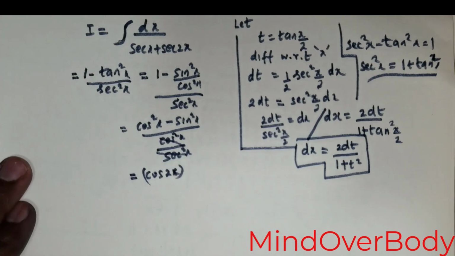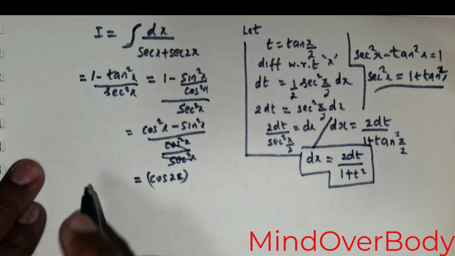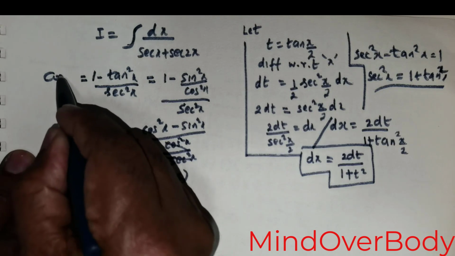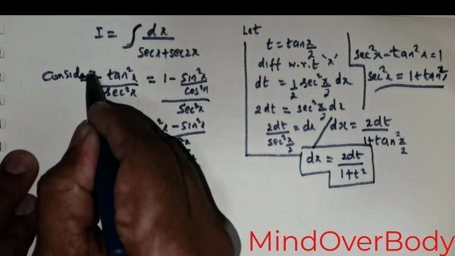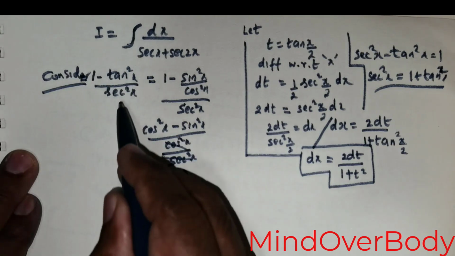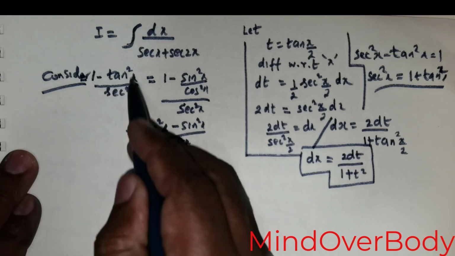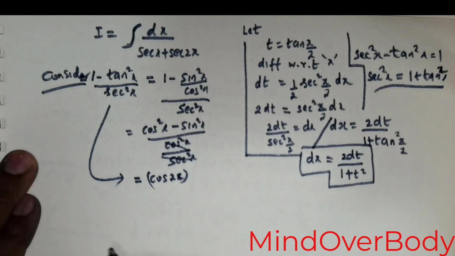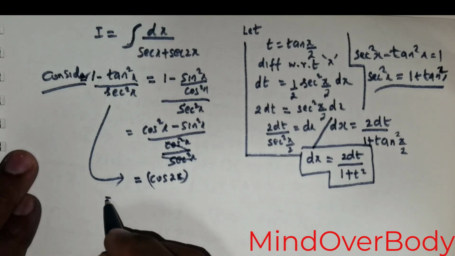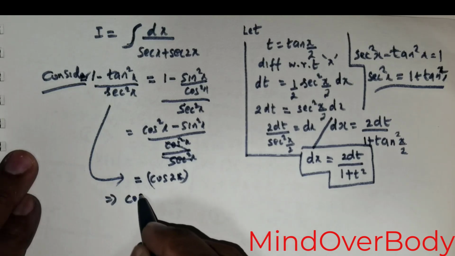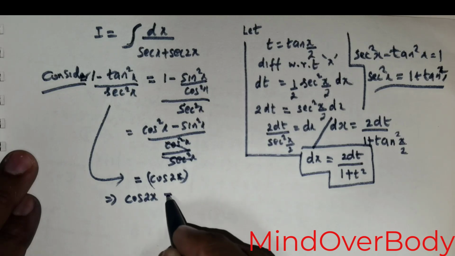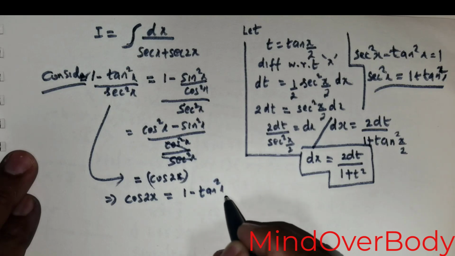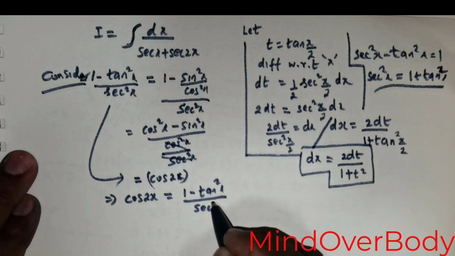So now I have got a representation. So what is the representation? If I were to, instead of saying equal to, I'm going to use the word consider. So consider 1 negative tan squared x over secant squared x. So now I have reduced this to this, so I want to rewrite this again. So this would mean I got a new representation, which is cos 2x is now equal to 1 negative tan squared x over secant squared x.